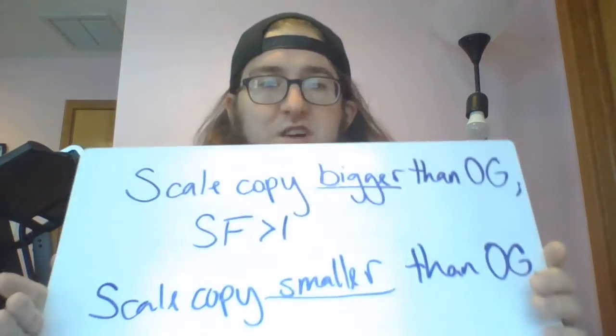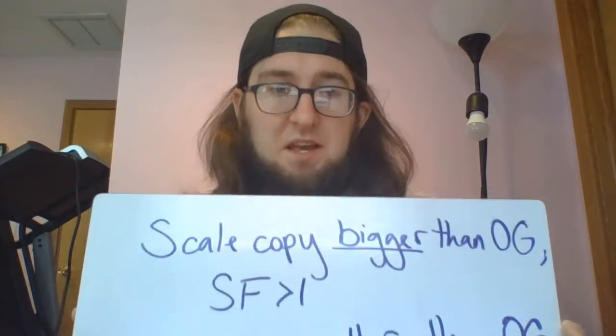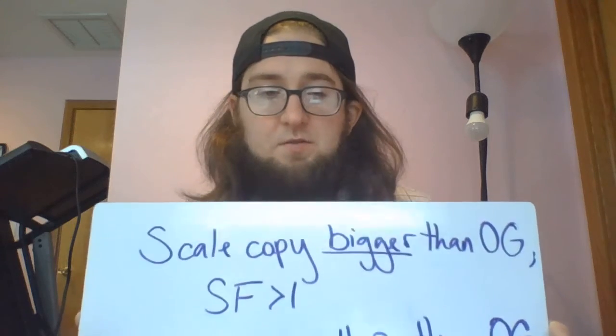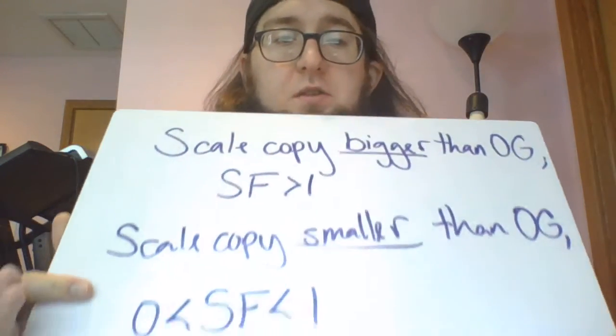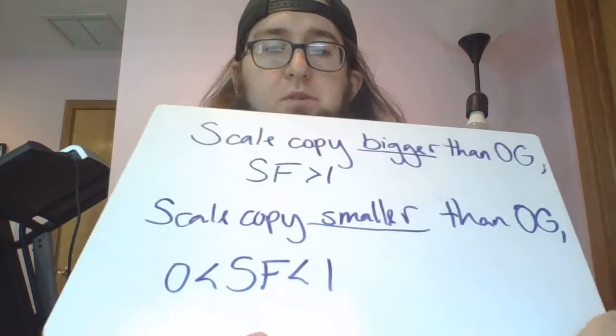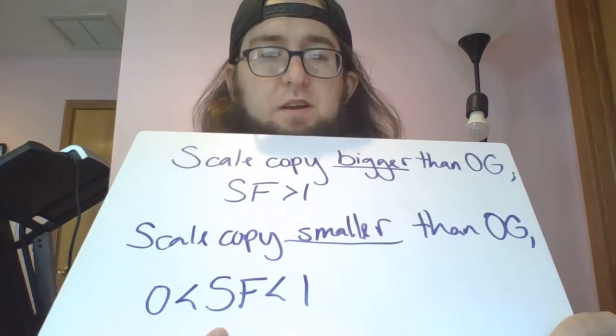And like I said, it's going to be pretty short, but my goodness, however many times you have to watch this, watch it. So, if the scale copy is bigger than the OG, the original, the scale factor is greater than 1. Always. But if the scale copy is smaller than the original, then the scale factor is between 0 and 1. It's less than 1 and greater than 0. They throw in that greater than 0 part so you don't put a negative number. In other words, it's a fraction, less than 1, or a decimal.